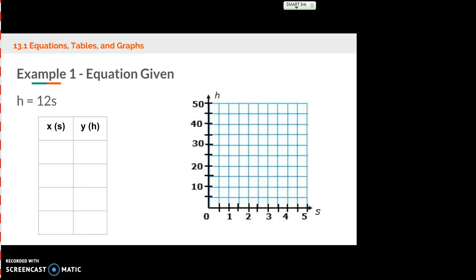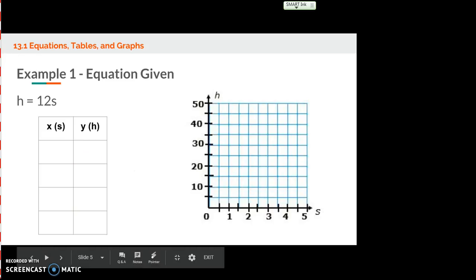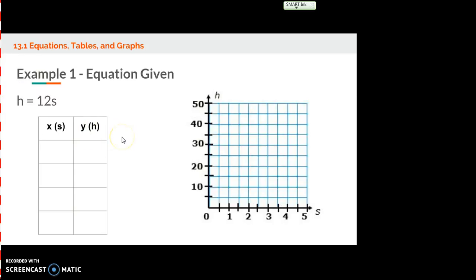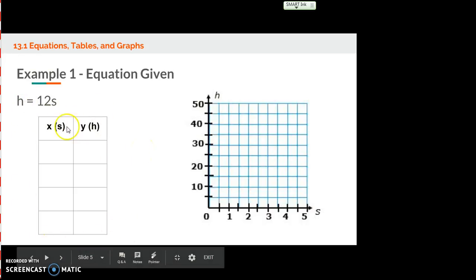All right, so here we go. Here's our equation, h equals 12s. Now, in most forms of equations, we're going to use an x and y, but you will find that they use different variables as well, which is the same as x and y. So our x is our seconds. It's the math that we're doing over here. h is our output. What is our y that we're getting from the information here? All right, so go ahead and create this table.